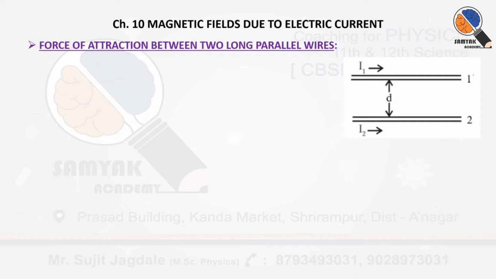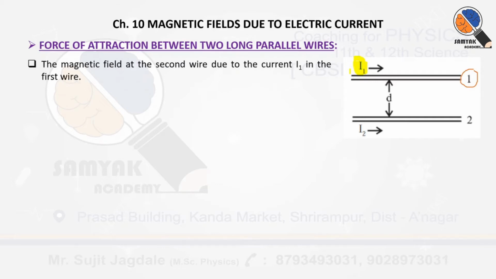Now if we consider that force, for that purpose first of all I am going to consider the first conductor, that means conductor number 1, which is carrying the current I1. That means the current flowing through this conductor is I1. Now when this current I1 is flowing through wire 1, it is going to produce some magnetic field. And during the same time we had kept this second conductor through which current I2 is flowing.